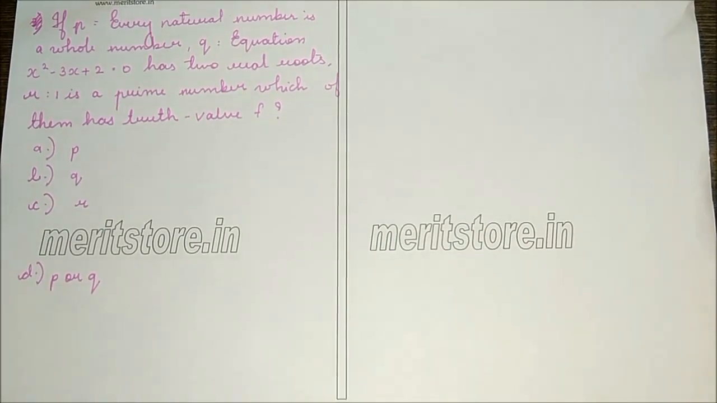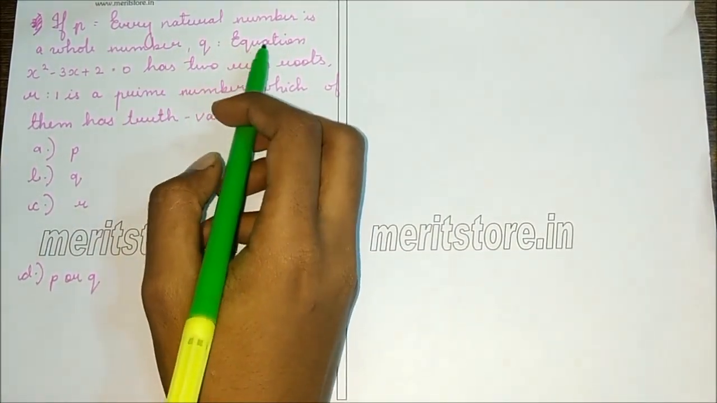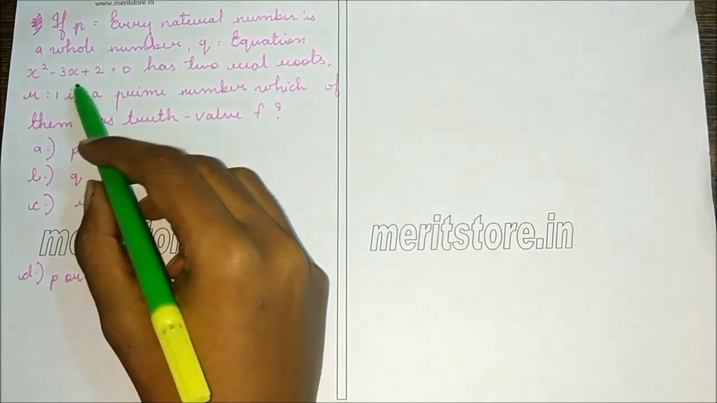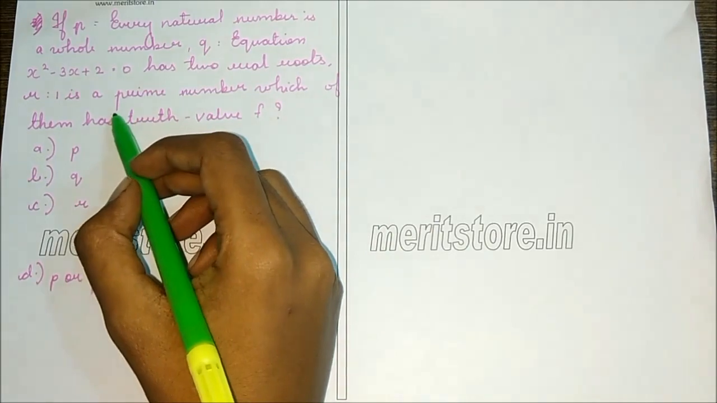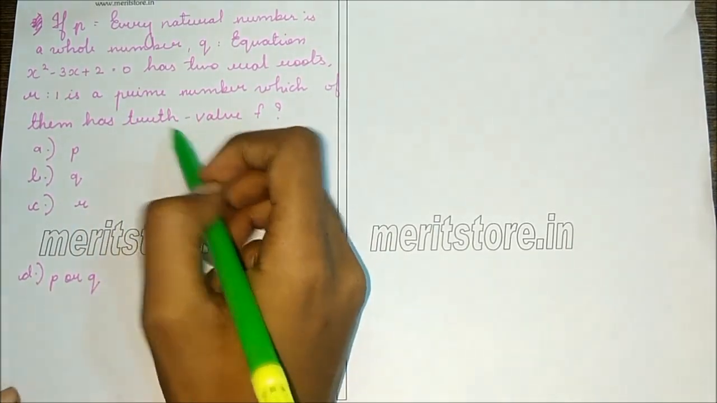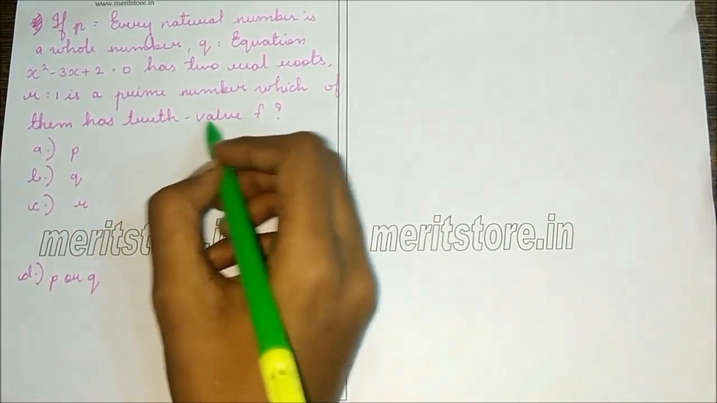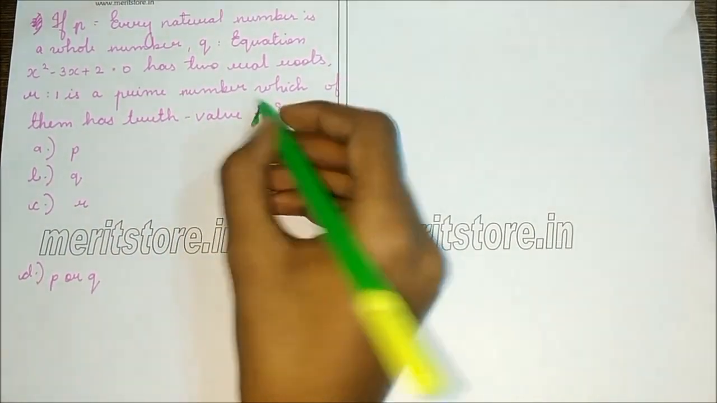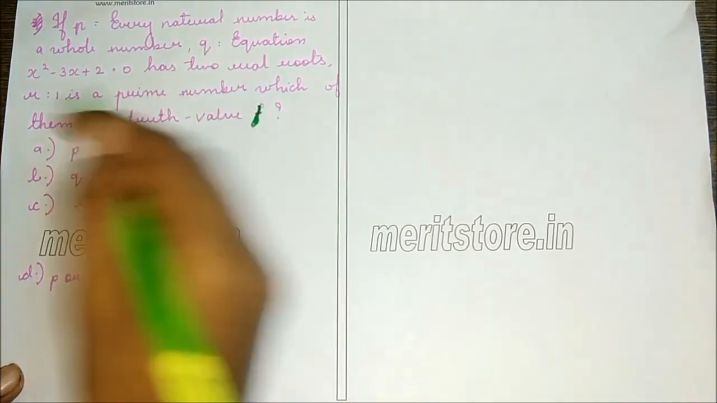So the next question is, statement P is every natural number is a whole number, Q is equation x square minus 3x plus 2 equals 0 has two real roots, R is 1 is a prime number. Which of them has a truth value of F? That is, which of them is false? So we have to find the false statement among these.